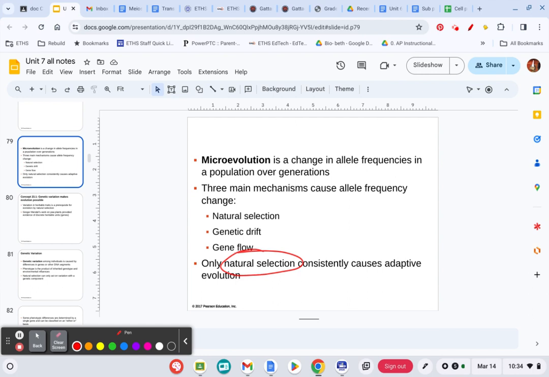And we'll talk about genetic drift, and we'll talk about gene flow, and we'll talk about how that can actually harm a population, causing it to go backwards and maybe even go extinct.